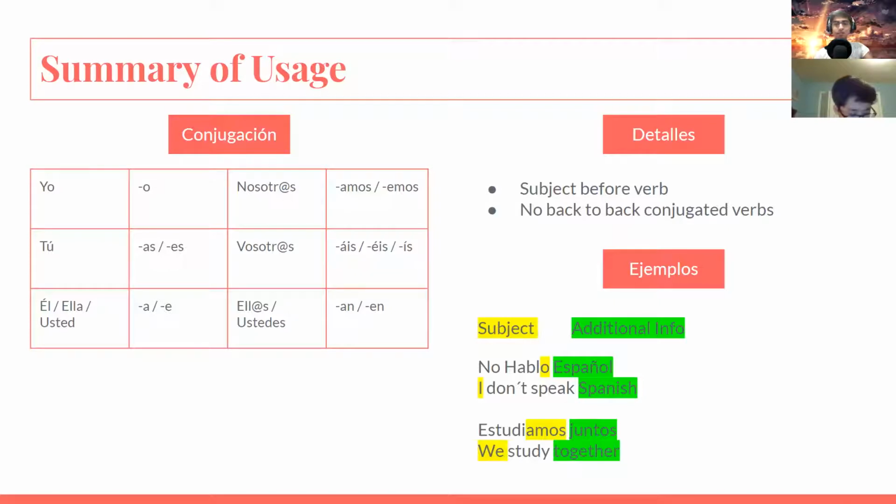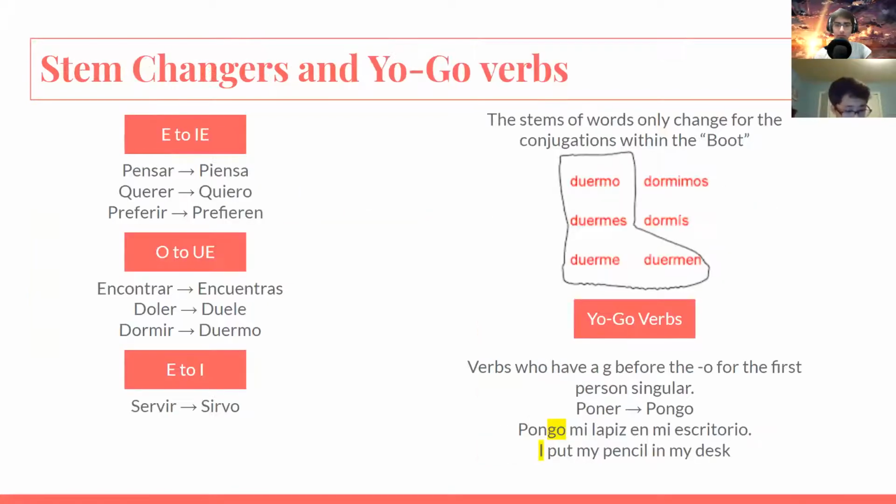So some of the details is that the subject always goes before the verb, especially when you're not asking a question, which will be explained later. You should also not have any conjugated verbs that are back to back. For example, if I wanted to say I want to talk, I would say quiero hablar instead of quiero hablo or something. And some examples is no hablo español, I don't speak Spanish, or estudiamos juntos, we study together.